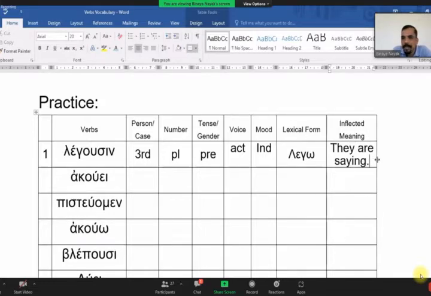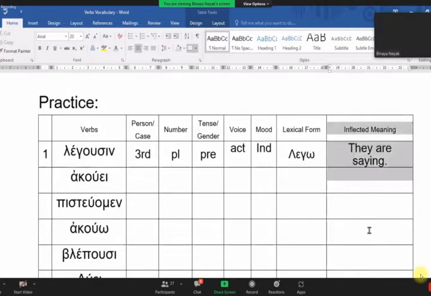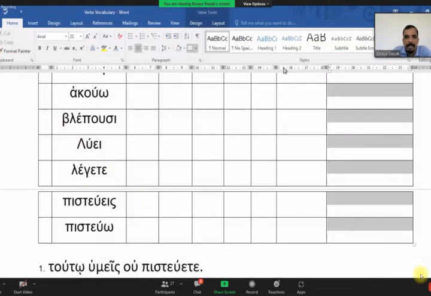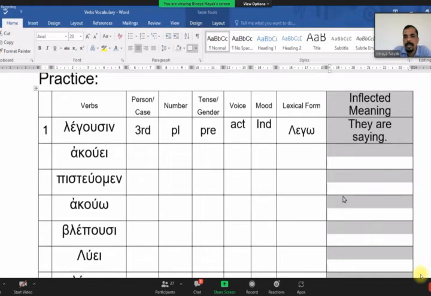Any questions on this, class? If anybody has any objection or question about this inflected meaning? No? Okay, we'll go ahead with the next one.